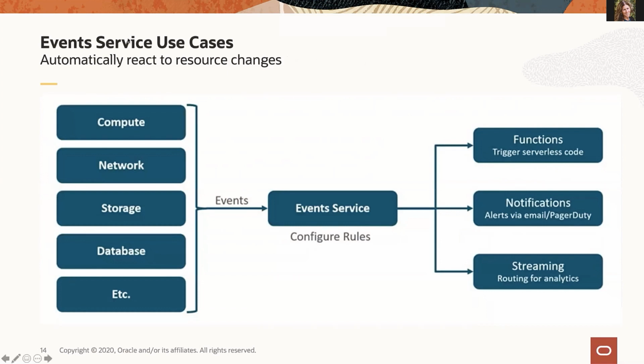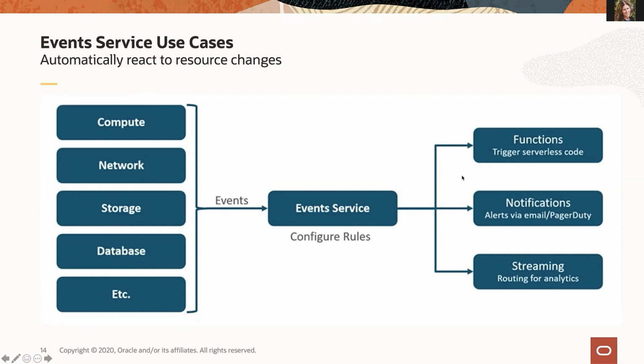So all services in OCI, or a big list of services, and the list is growing every month, can produce events. And when they do this, the Events service collects those events. And so then, as a user, you would configure the rules to deal with those events and what to do when they come up.